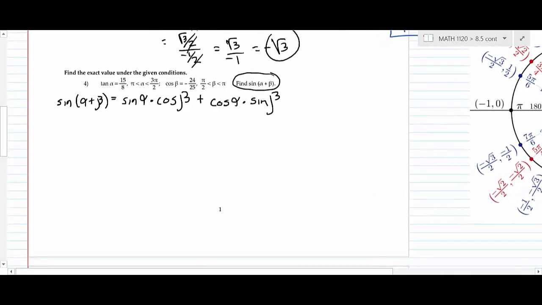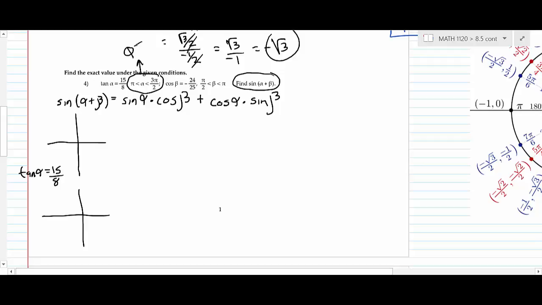First thing I'm going to do is I want you to write down a couple of angle diagrams. Okay, there's going to be two of those. We have two angles. First of all, we have tangent of alpha is equal to 15 over 8. Okay, that was a given. And then it gave this condition right here, and that means that your angle is between pi and 3 pi over 2. What does that mean? If your angle's between pi and 3 pi over 2, what does that tell you? That you're in quadrant 3, right?